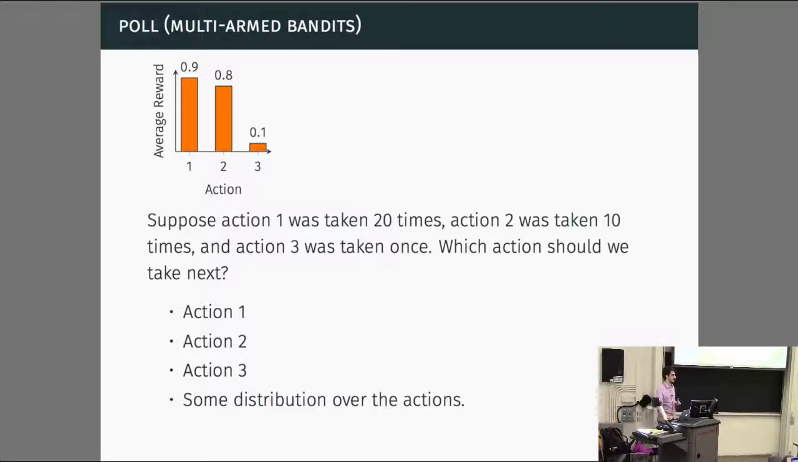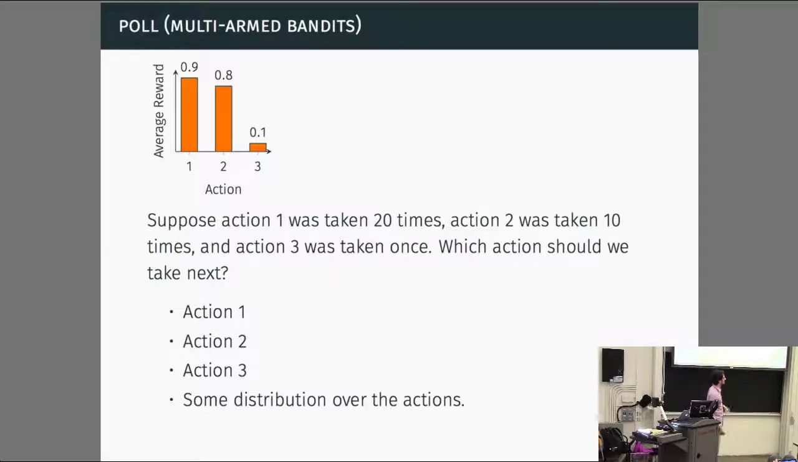OK, so now I'm going to give you a poll just to get some intuition. So let's say we have 3 actions, A1, A2, and A3. And here, this histogram just shows the average reward that we've seen so far for these actions. So far, if we take the average of all the times we sampled A1, we got a reward of 0.9. Let's just assume this is between 0 and 1, right? And for A2, we got a reward of 0.8, and for A3, we got a reward of 0.1, right?